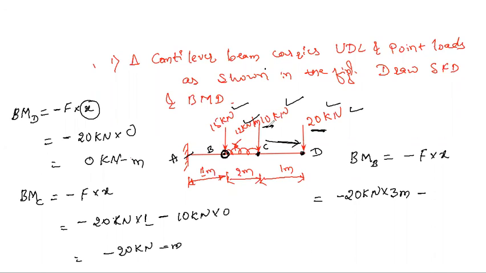Next, minus, again we have this force. This force is 10 kilonewton. 10 kilonewton into, this is the force, next we need the displacement. From here to here, what is the distance? From here to here, the distance is 2 meter. Is it right?